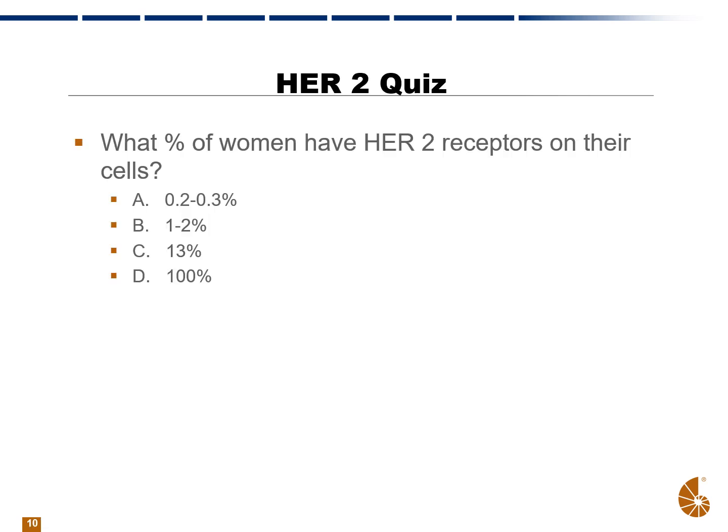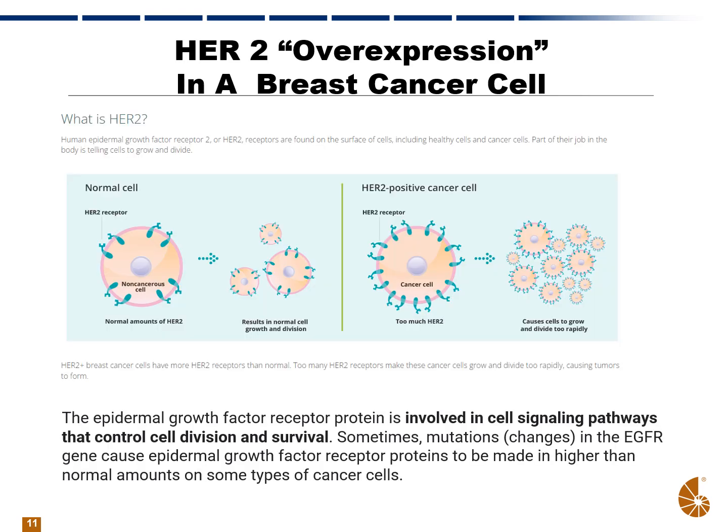So here's a quiz. What percentage of women have HER2 receptors on their cells? So take a second and think about this. And as you know, my quizzes are usually designed so that it may be something that you would otherwise think of a different answer than is the correct one. So actually, the correct answer is D. So you say, wait a minute, I thought only some people have HER2 breast cancer. But here's the actual story.